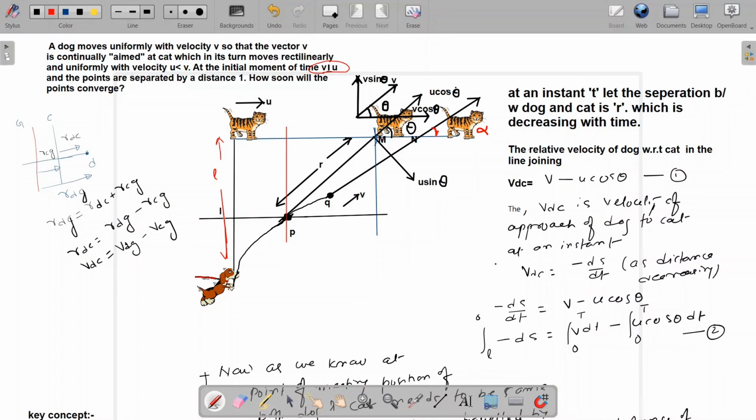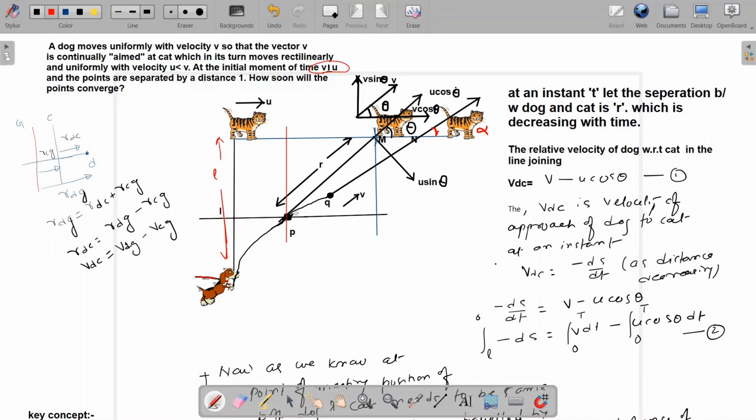As I just told you, for a pursuit problem, it is very important that you understand that in order to catch something, the person who is following the target needs to have greater velocity. That's what our common sense says. So let's try to understand this thing.